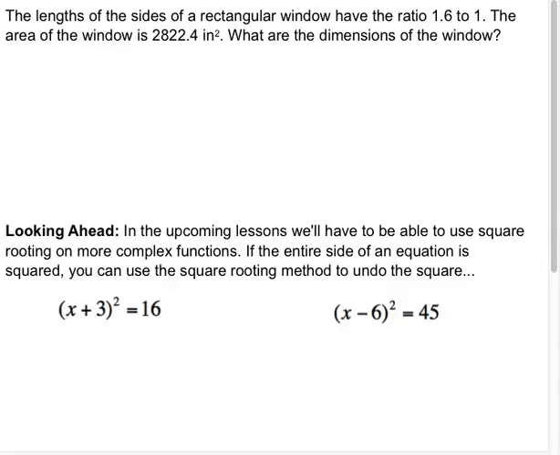All right, so let's take a look at a word problem. The lengths of the sides of a rectangular window have the ratio 1.6 to 1. The area of the window is 2,822.4 inches squared. What are the dimensions of that window?